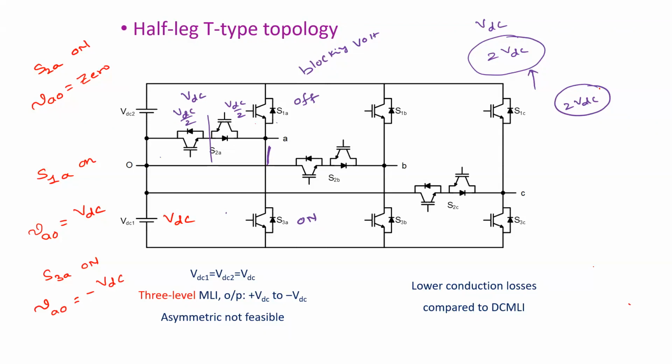Okay. So this entire unit, or this entire switch, is supposed to block VDC voltage. Whereas these main switches, or this main one, are supposed to block 2 VDC voltage. All right. Okay.